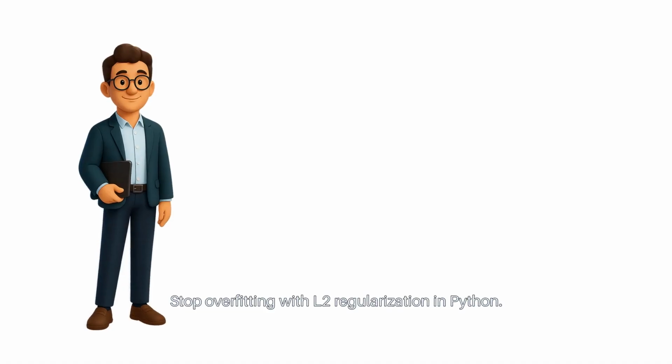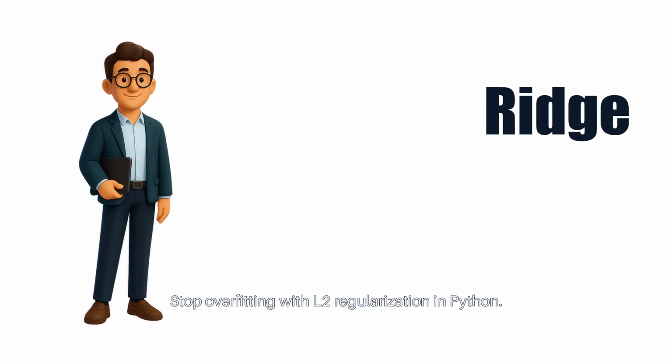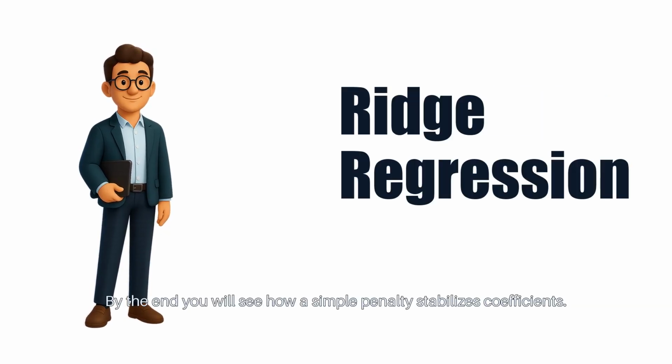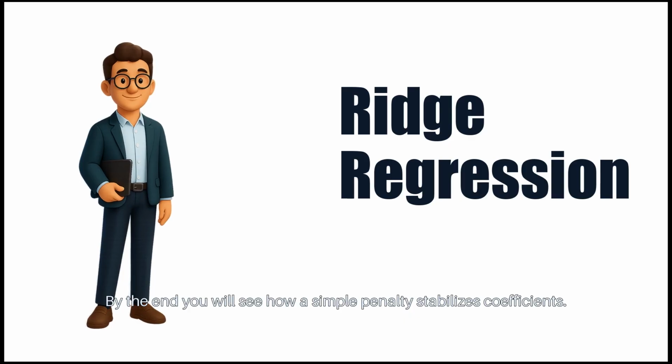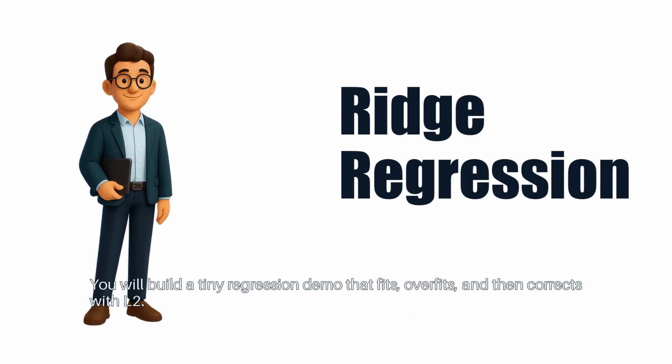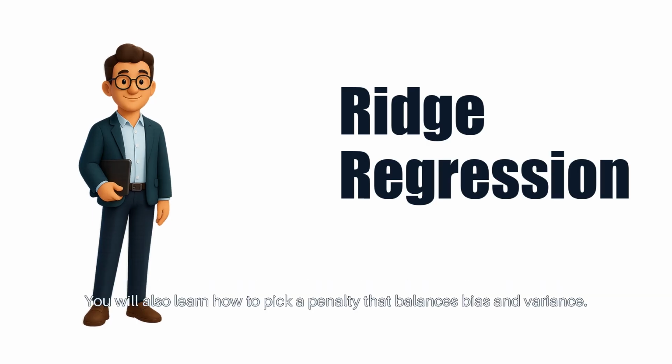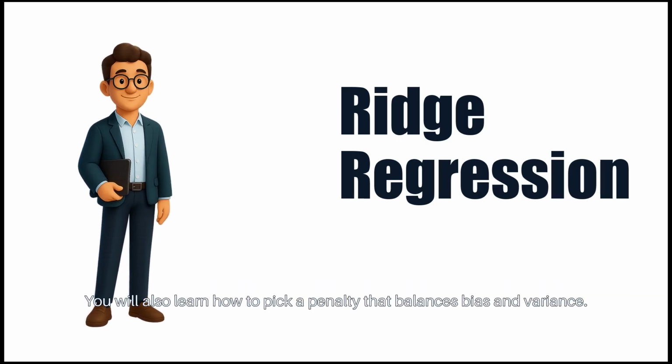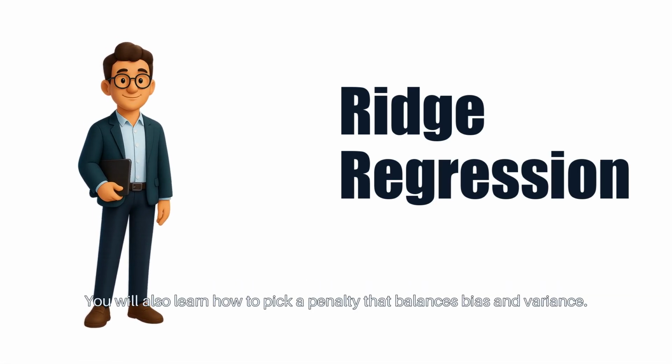Stop overfitting with L2 regularization in Python. By the end, you will see how a simple penalty stabilizes coefficients. You will build a tiny regression demo that fits, overfits, and then corrects with L2. You will also learn how to pick a penalty that balances bias and variance.